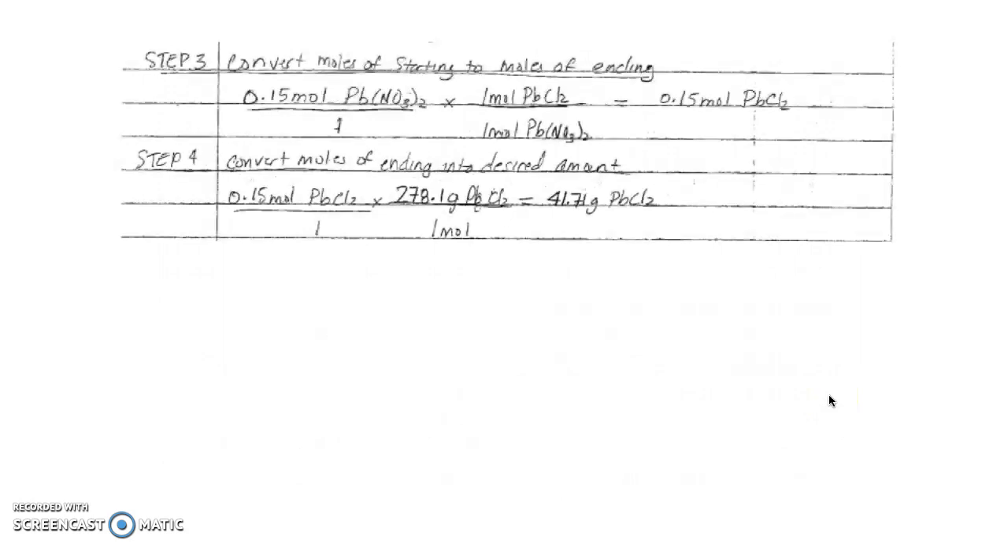All right, now that I have the moles of my ending amount, I need it to be in grams because I'm looking for the theoretical yield. So I'm going to convert my moles of ending into the desired amount. In this case, I'm going to use the relationship moles is equal to mass over molar mass. You can either plug it into that equation, or here I'm just using dimensional analysis, which we typically do. So 0.15 moles of lead 2 chloride, multiplied by the molar mass over 1 mole, and then this gives me the grams of lead chloride.